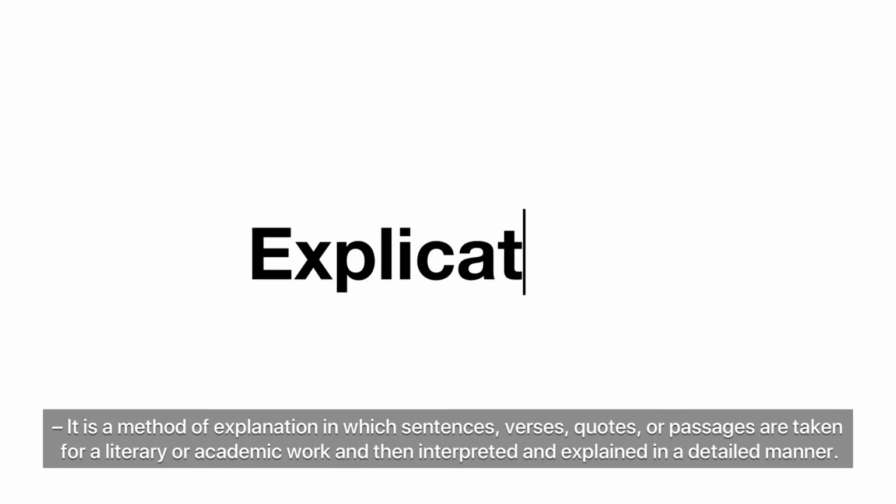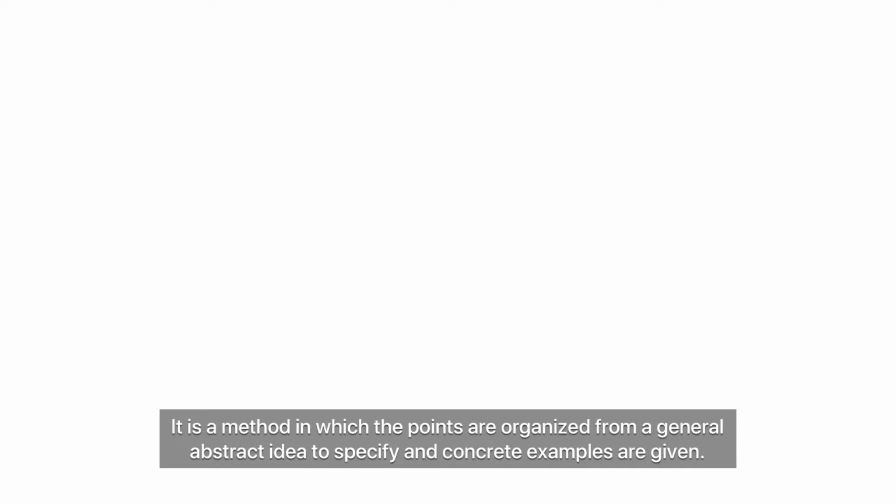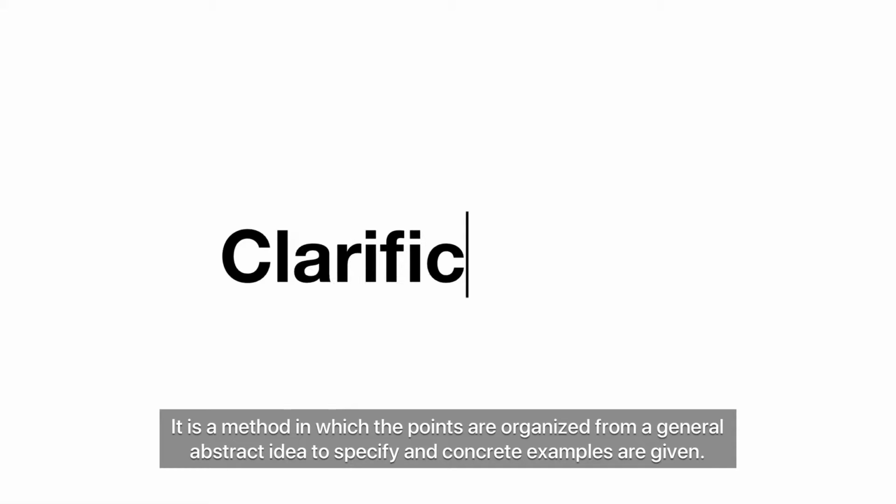2. Explication, it is a method of explanation in which sentences, verses, quotes, or passages are taken from a literary or academic work and then interpreted and explained in a detailed manner. 3. Clarification, it is a method in which the points are organized from a general abstract idea to specific and concrete examples are given.